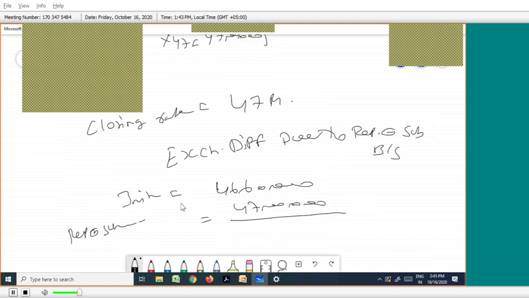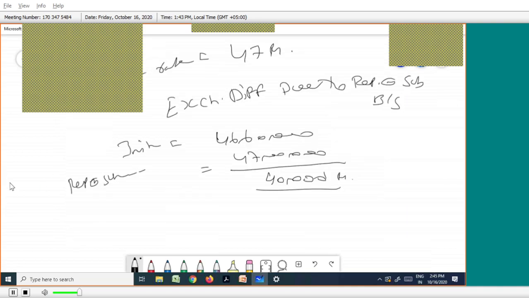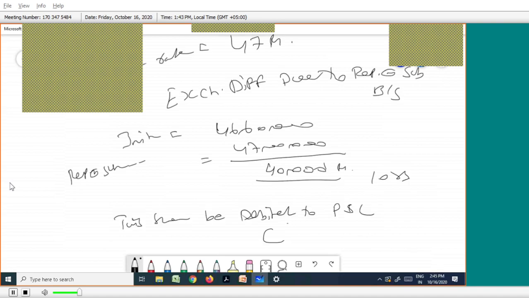So how much extra am I booking? 40,000 rupees. This 40,000 rupees is a loss. Exchange loss should be debited to the P&L account. Which year's P&L account? The same financial year's P&L account, that is 2010-11.